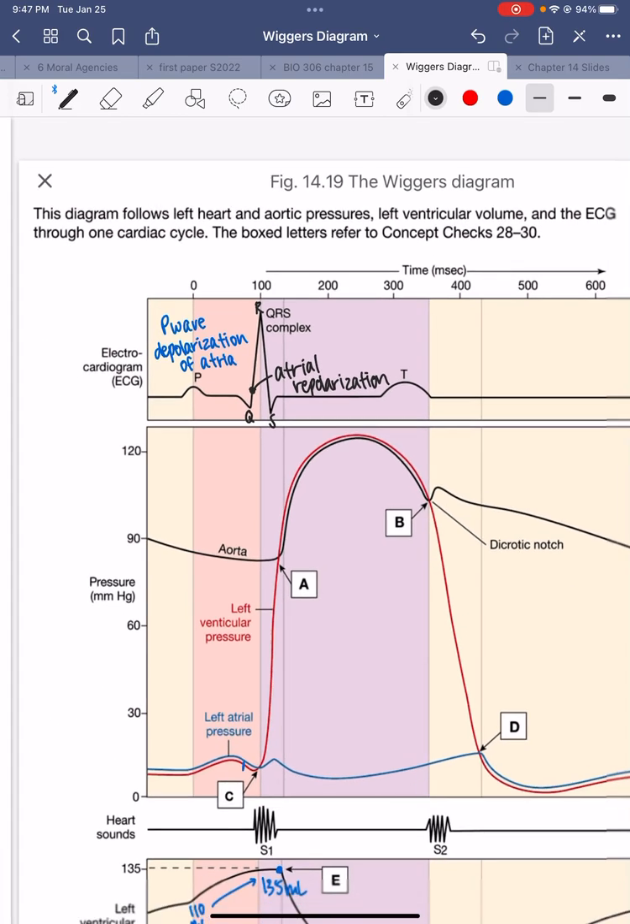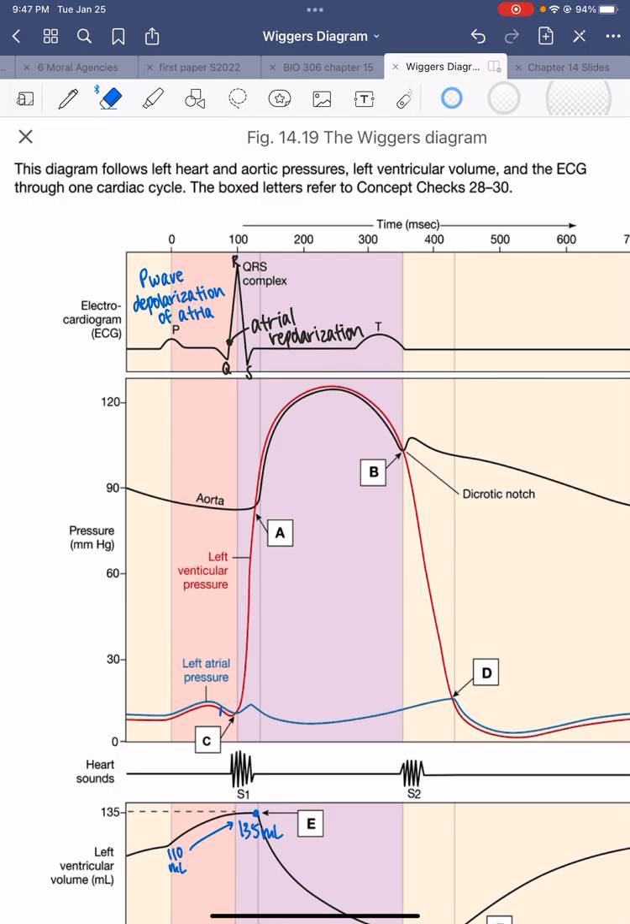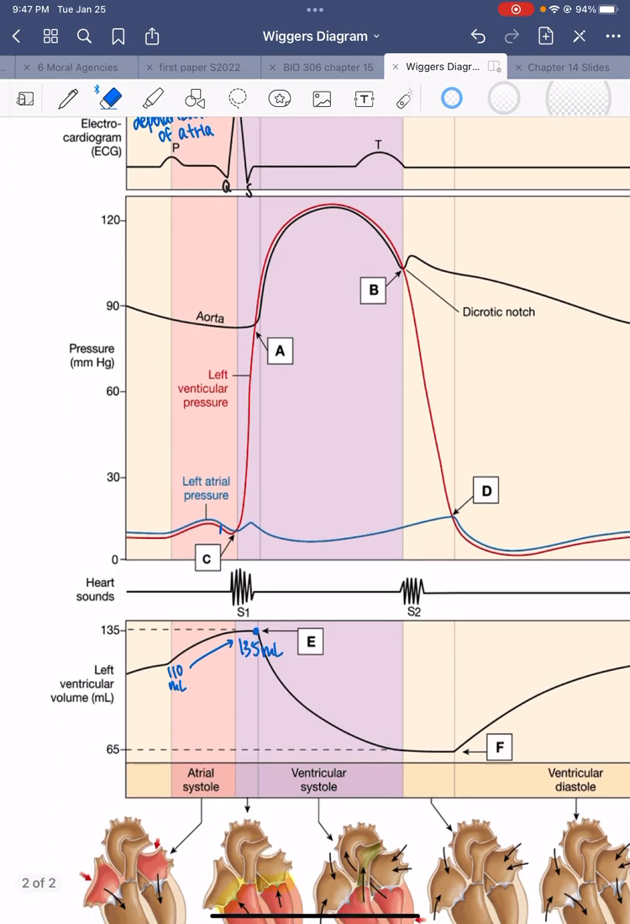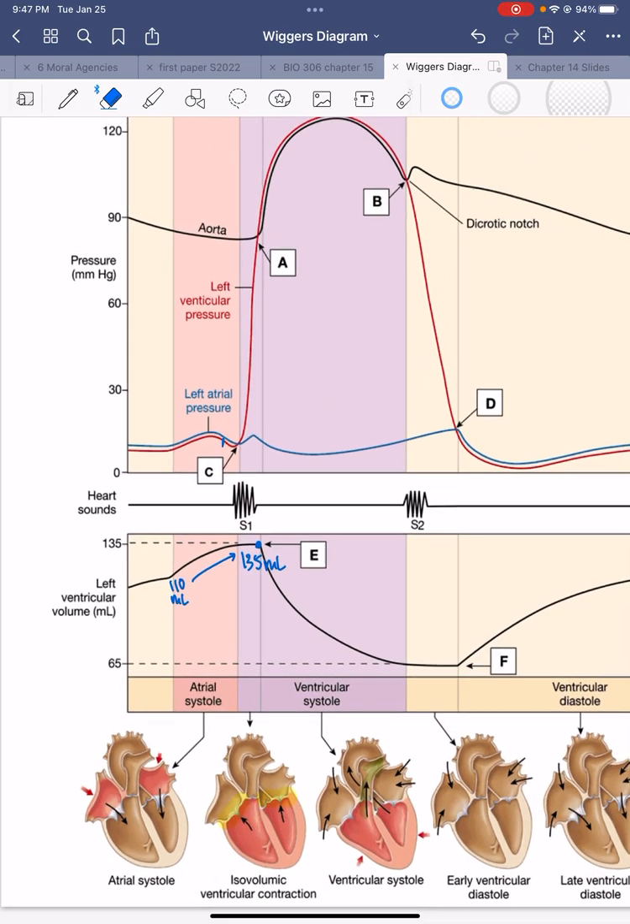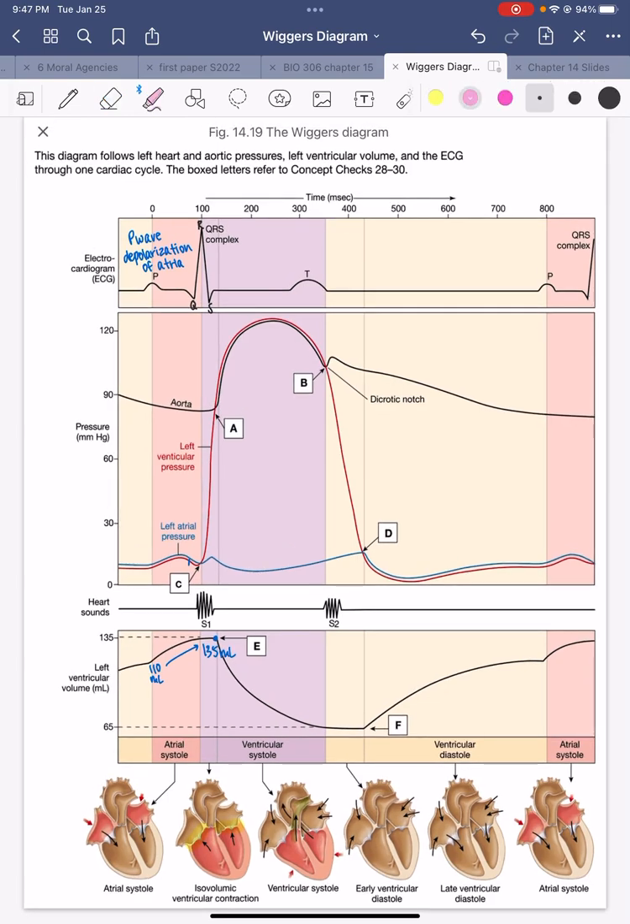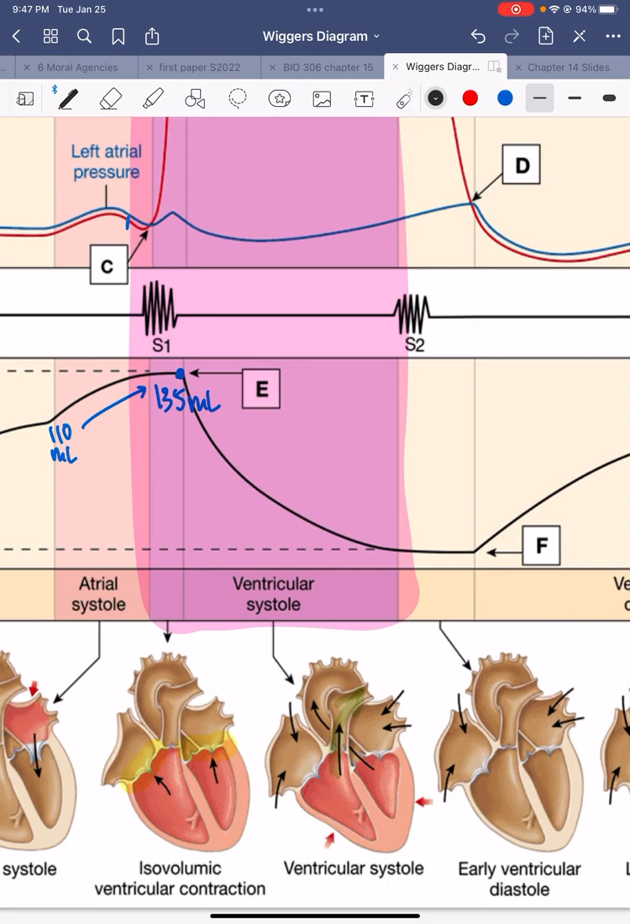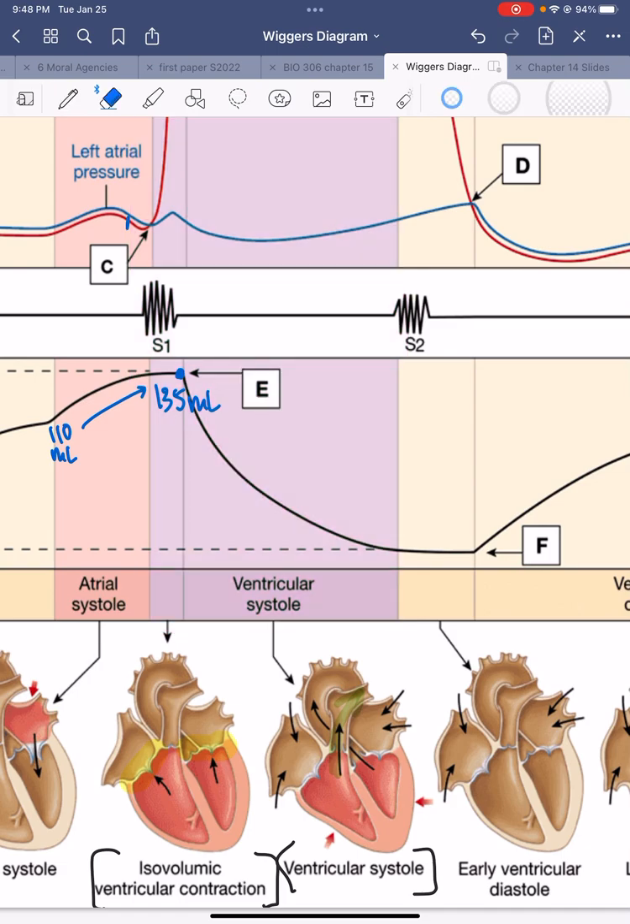No contraction is happening. The time of the heart cycle that occurs after atrial repolarization is highlighted in purple right here, and I will highlight that now. This purple section is during isovolumetric contraction and ventricular systole, and that is also labeled on this Pearson graph or Wiggers diagram that they have in the book.